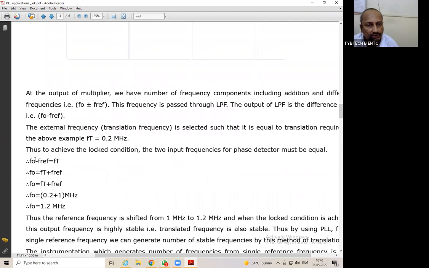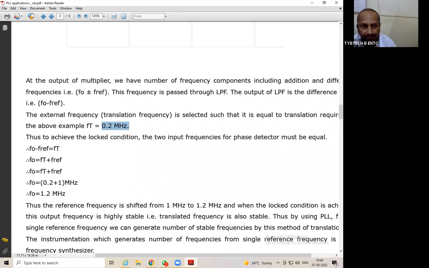This is the explanation that has been mentioned here. They have taken a mathematical example. How will you get a minimum variation of 0.2 megahertz if you want it? How is it going to work this time? What will your input frequency be? What should the VCO frequency be? How is it calculated? For that, they have provided this mathematical explanation over here.